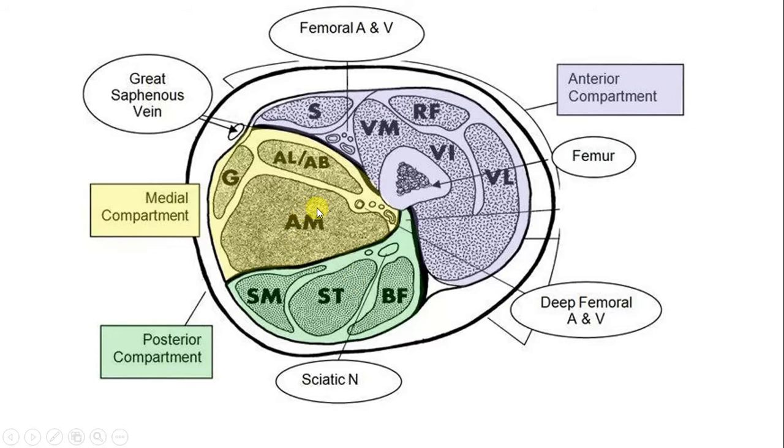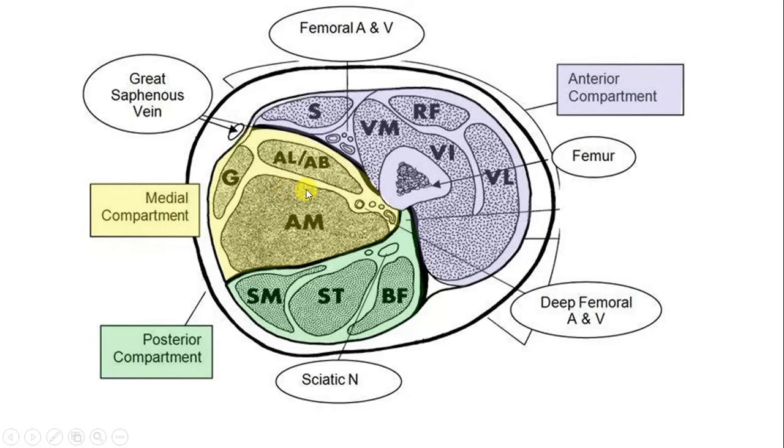So here on the medial side we are seeing the medial compartment composed of muscles, and here near the femur, laterally placed, is the neurovascular bundle. Here we can see the deep femoral artery and vein with the nerves of the medial compartment of the thigh.